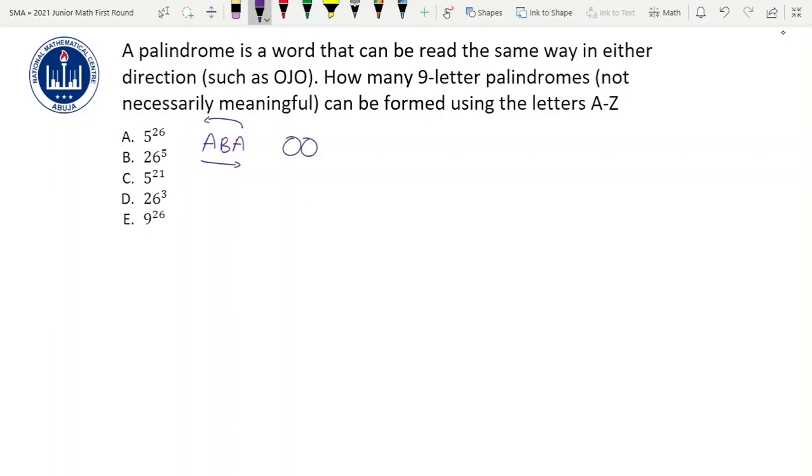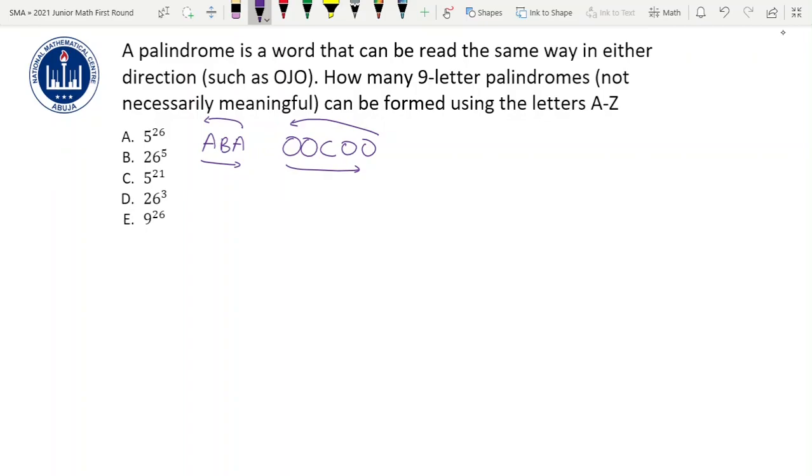A word like OOCOO, right? From the left hand side to the right hand side is OOCOO. From the right hand side to the left hand side is OOCOO. So these are examples of palindromes. So yeah, they're asking us how many 9-letter palindromes, not necessarily meaningful, can be formed using the letters A to Z. Right. So what they mean as not necessarily meaningful is that the palindrome that we form mustn't be an English word or a word in some language, right?